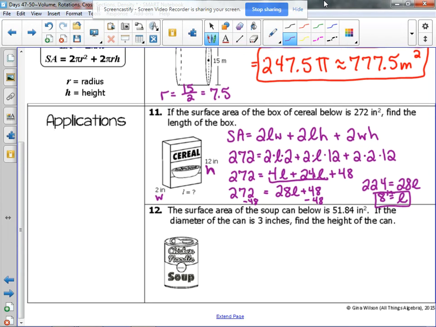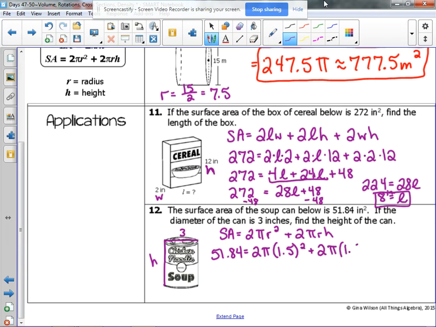Okay? All right, let's look at another one. The surface area of the soup can below is 51.84 square inches. If the diameter of the can is 3 inches, let's label the picture. Diameter is 3. Find the height. We don't know the height. So surface area of a cylinder is 2 pi r squared plus 2 pi r h. We know the surface area, 51.84. We know the left side of our equation. What's our radius? 1.5. We've got to divide it by 2. We don't know h.